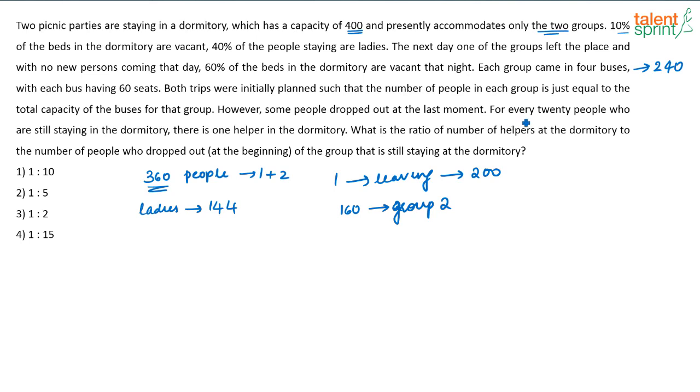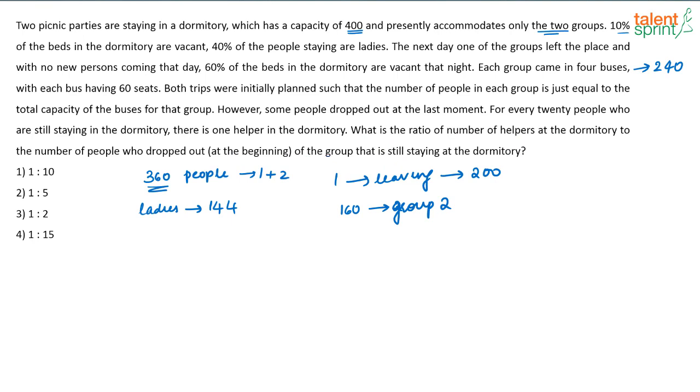So that is why there is a reduction in the number of people who have come. Now, for every 20 people who are still staying in the dormitory, there is 1 helper in the dormitory. What is the ratio of the number of helpers at the dormitory to the number of people who dropped out of the group that is still staying in the dormitory?